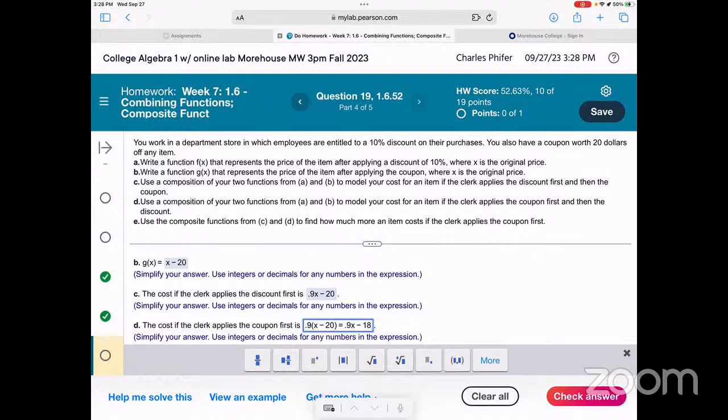Hey, Google, what's 0.9 times 20? 0.9 times 20 is 18. Okay.